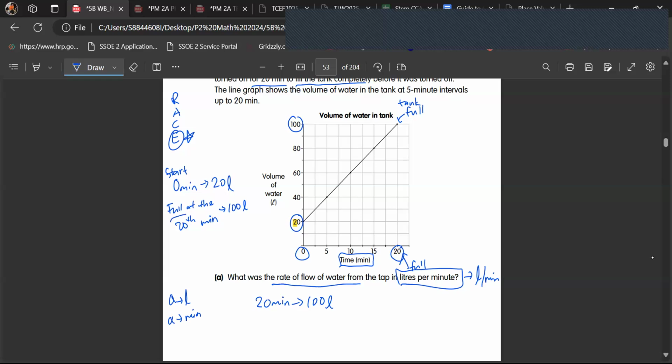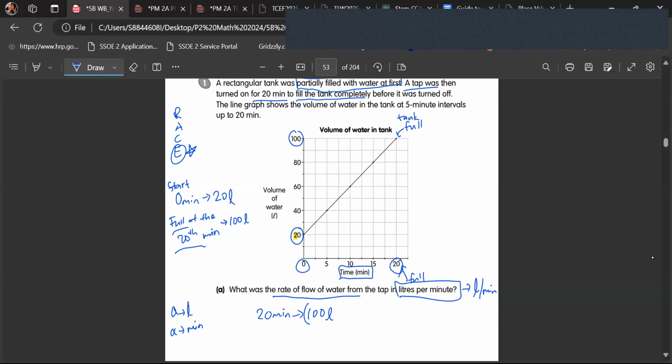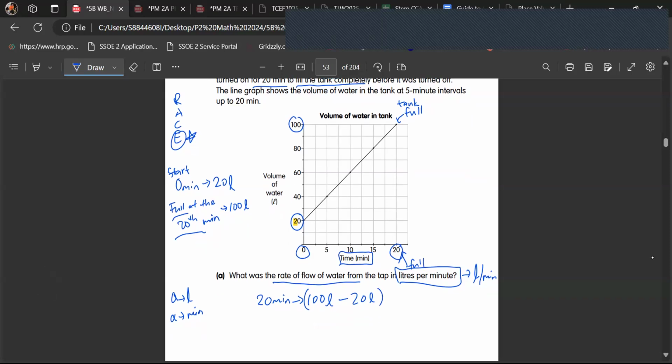It was full at the 20th minute. But it should have been 100 liter minus the start, which is 20 liter. It wasn't really 100 liter. It was only 80 liter. Can you understand? Are you able to understand that?